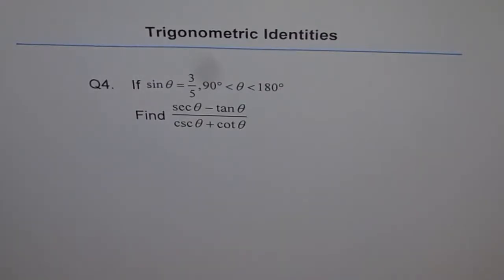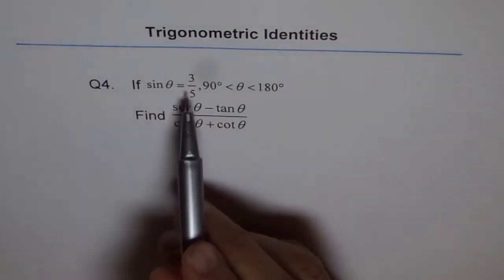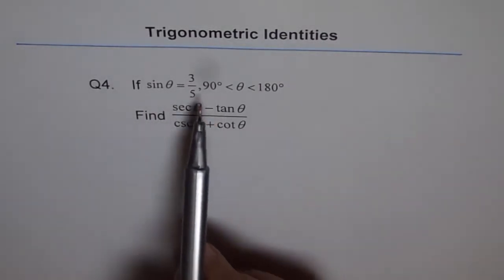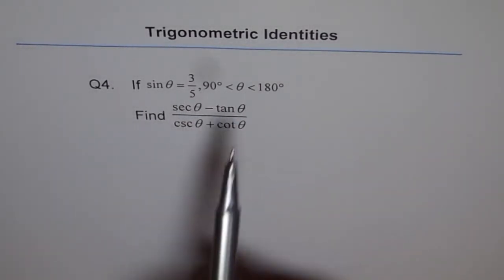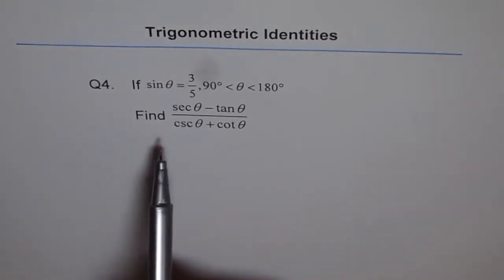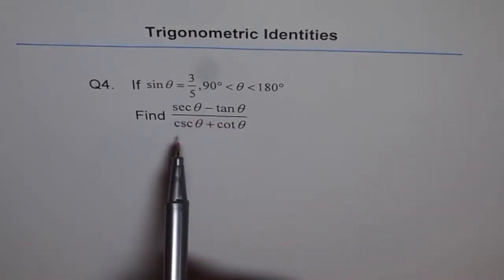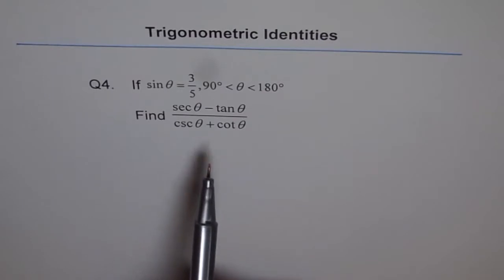Question 4. Trigonometric identities. If sine theta equals 3 over 5 and theta is between 90 degrees and 180 degrees, find secant theta minus tan theta divided by cosecant theta plus cot theta.